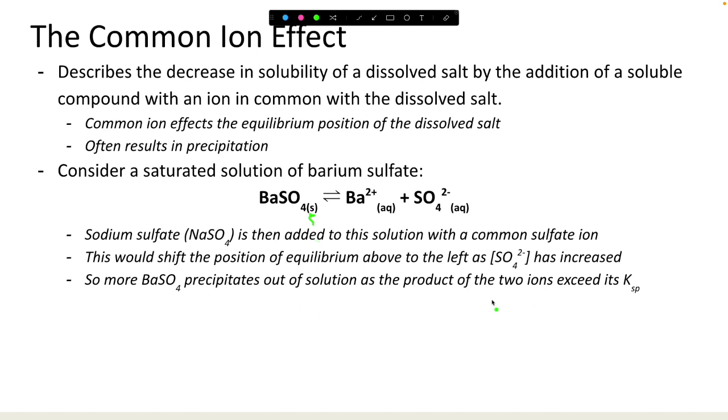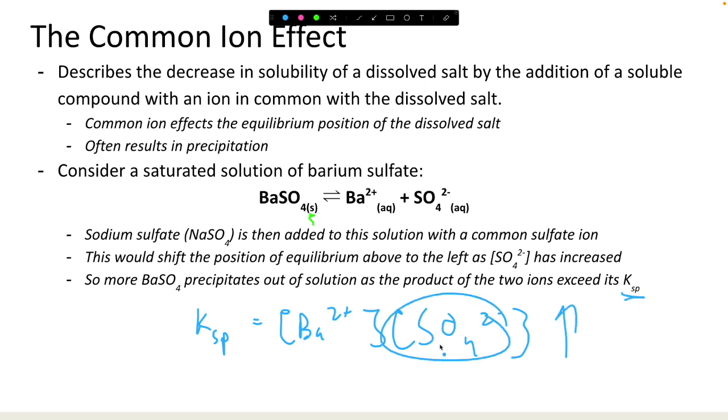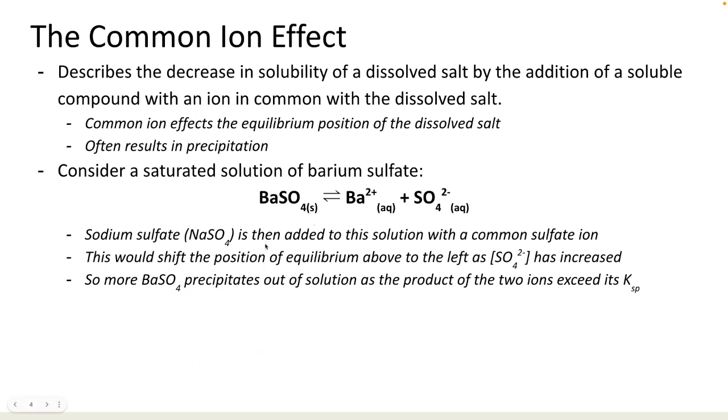We can also think of this in terms of KSP. So if we write the KSP expression here, equals Ba2 plus times SO4 2 minus. The product of the 2 ions now exceeds its KSP. We've increased the concentration of the sulfate. We had a saturated solution, so if we increase that, this number becomes bigger, which exceeds the KSP, so a precipitation occurs. Our sodium sulfate there, obviously meant to be Na2SO4, point all still stands.